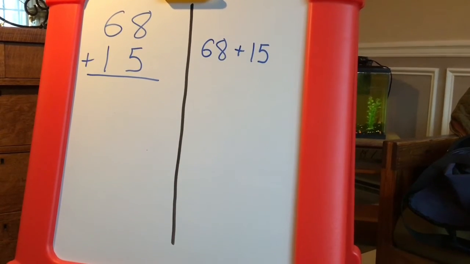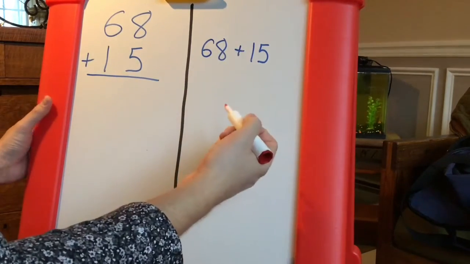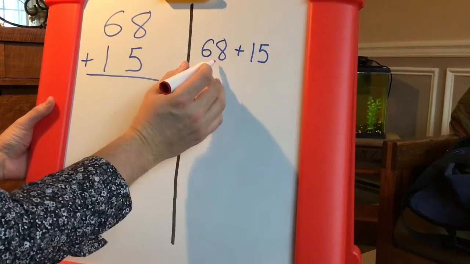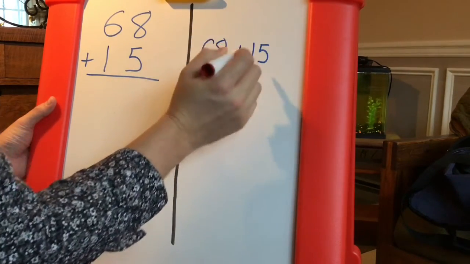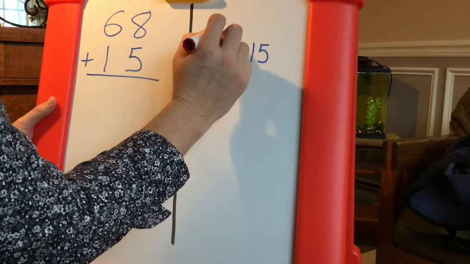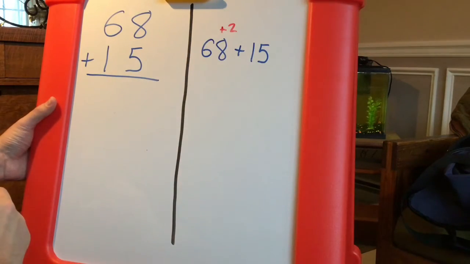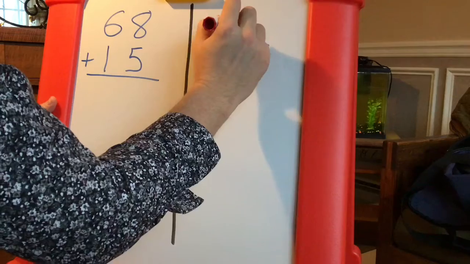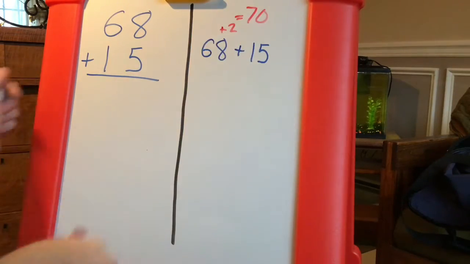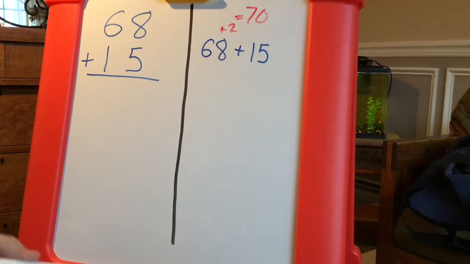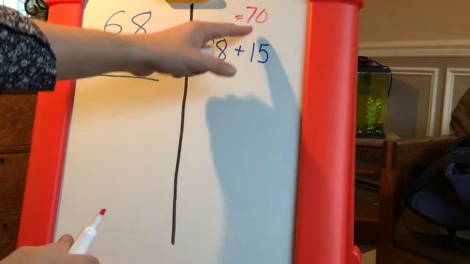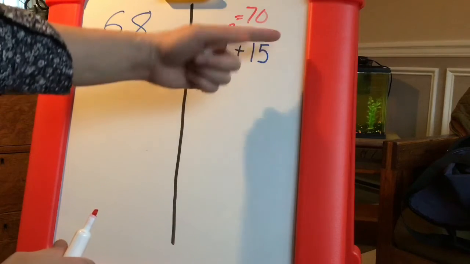Here's something, for example. So what if we put 2 more onto 68 to make 70? Right, think about this. If I were to add 2, that would give me 70, right? Could I easily add 15 onto 70? I could. In my head, I can definitely do that. That's just 10 and 5. So 70 plus 10 is 80, plus 5 more is 85.